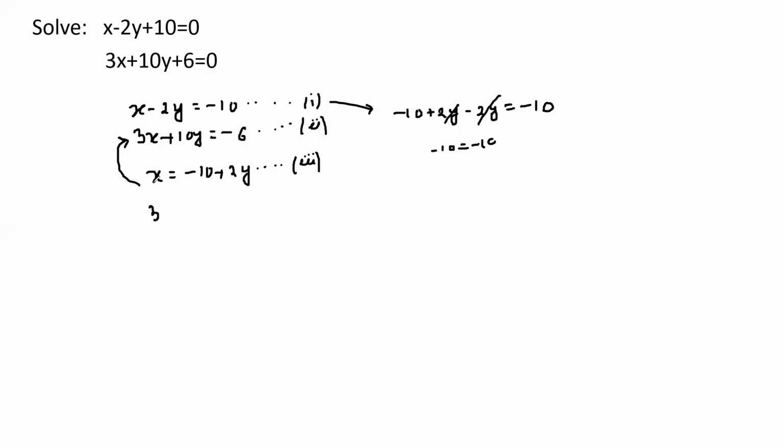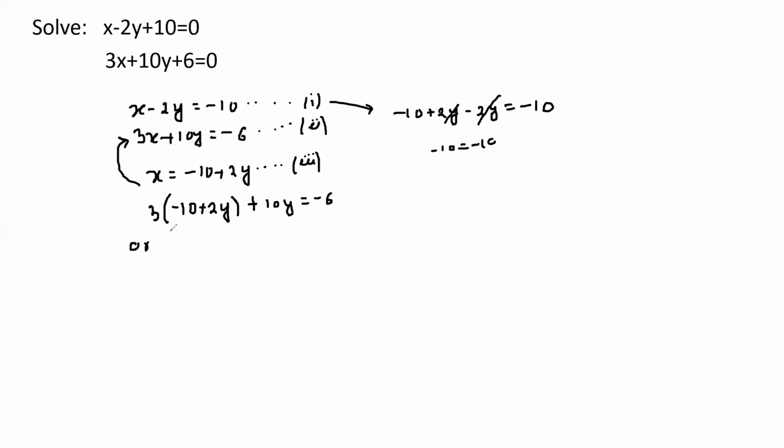Look here, I'm just placing this x value as minus 10 plus 2y in this x. So I'm giving the bracket here, then this is minus 10 and this is plus 2y. See, I'm substituting the value of x in equation 2. Then here it is plus 10y. Here I'm writing 10y is equal to minus 6. I hope you understood up to here.